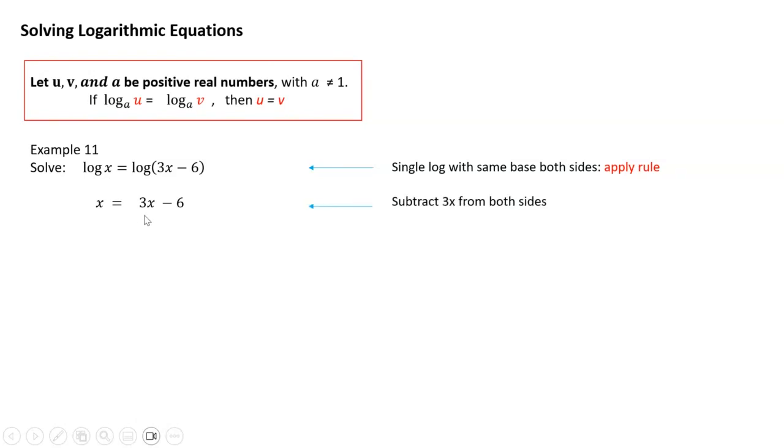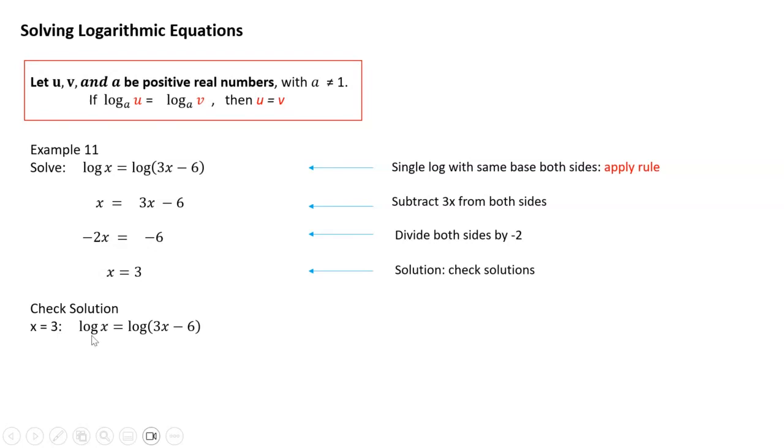Now we're going to put the x's on the left side, so we're going to subtract 3x from both sides. So that gives us negative 2x equals negative 6. We divide both sides by negative 2. So the answer will be x equals 3. And again, we can always check our work.